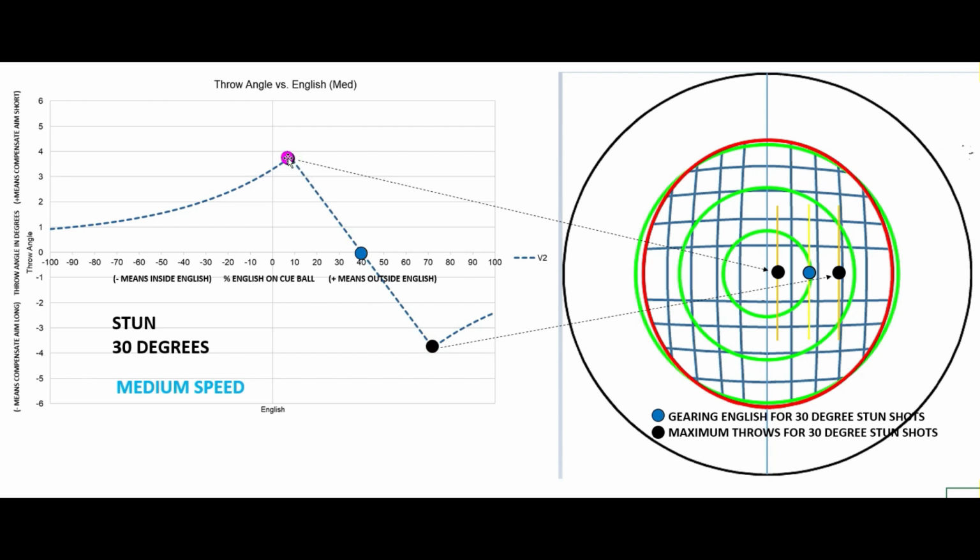The throw goes from 4 degrees to minus 4 degrees. So moving the Q-tip here to here, you would have to compensate your aim almost 4 degrees here and almost minus 4 degrees here.